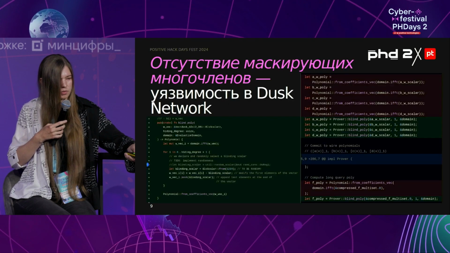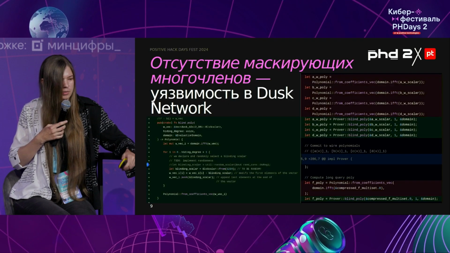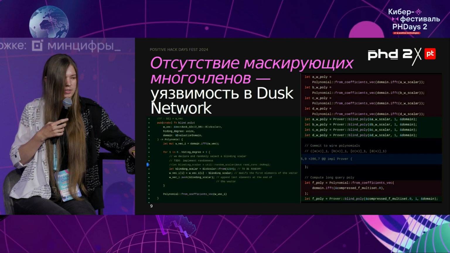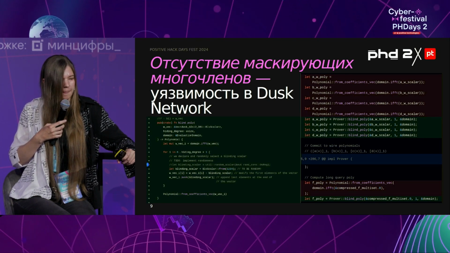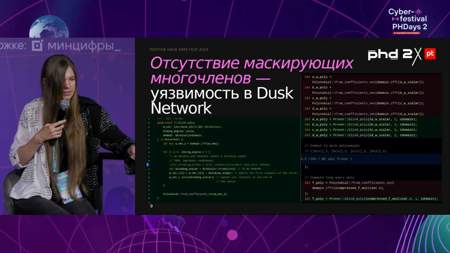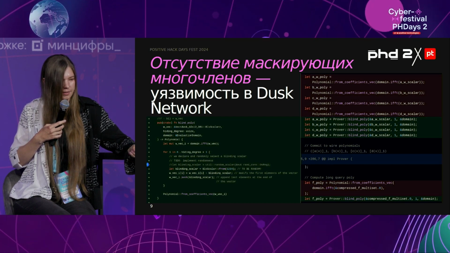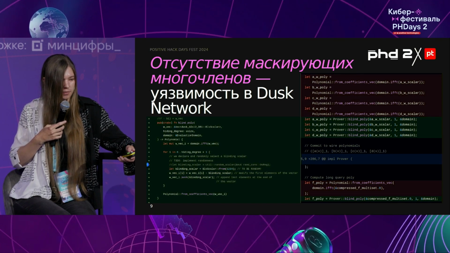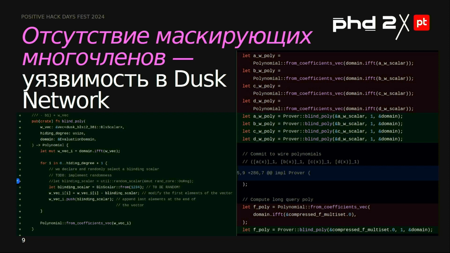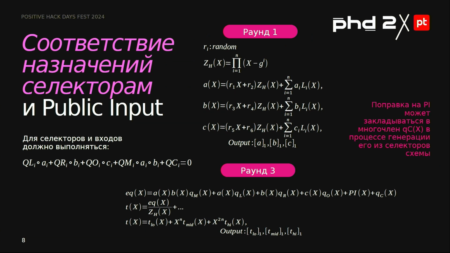And the first vulnerability here, which we'll cover today, is the absence of the camouflaging polynomials. On the right-hand side, we are showing how we can fix that by adding such polynomials. It could not be exploited, of course, but conceptually, there is such a vulnerability.